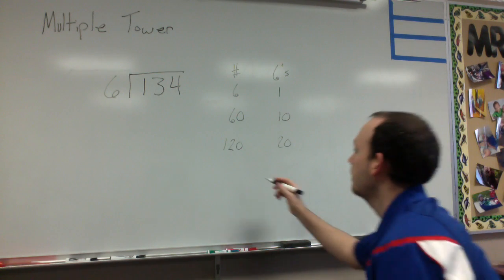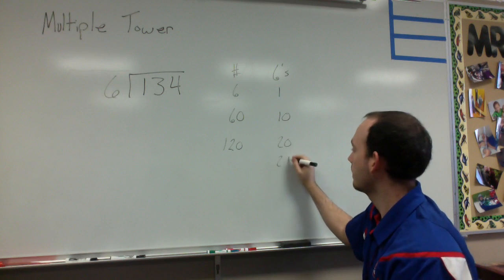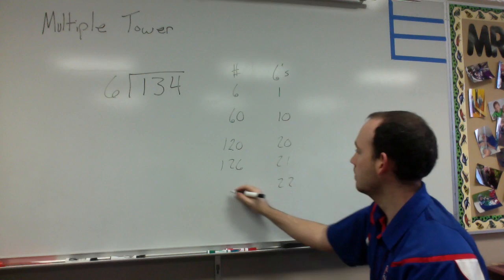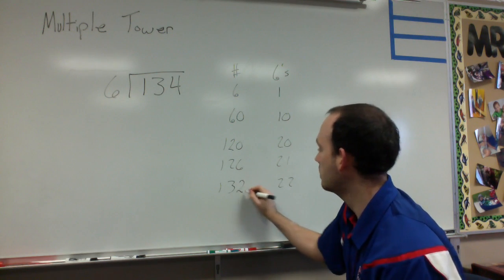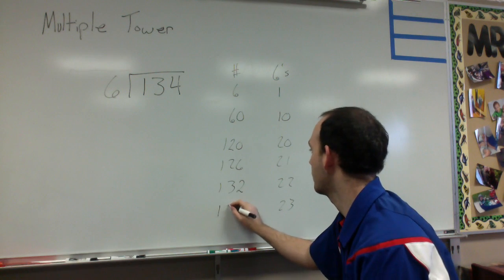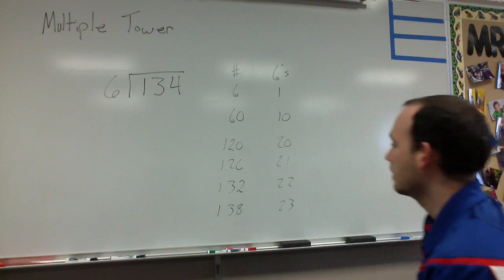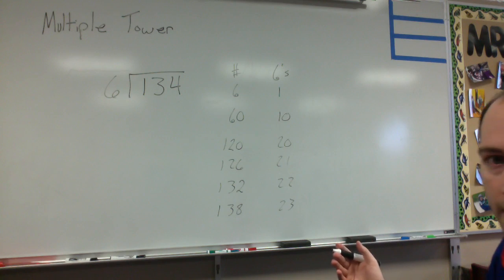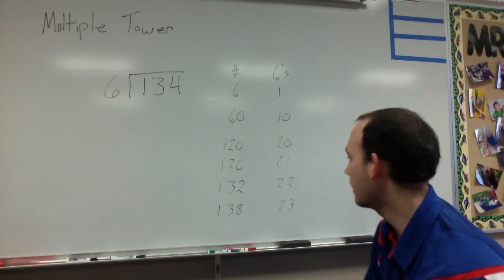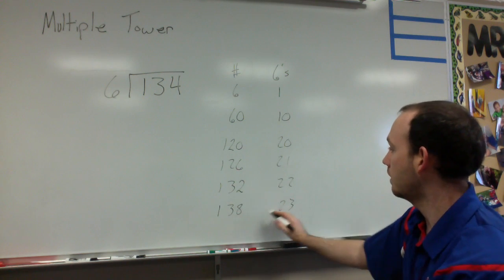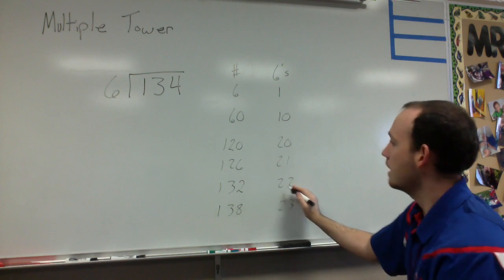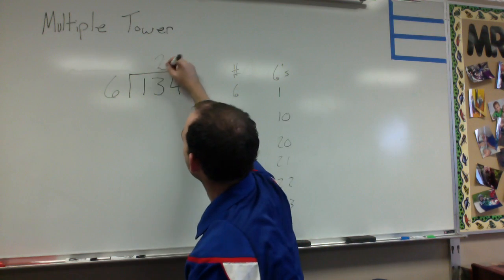So let's keep going. Maybe we slow down just a little bit. We go maybe 21 sixes at 126, 22 at 132, 23 is going to put us at 138. So we're too high now. So what that tells me is that we're not going to land just on it. We're going to end up with something called a remainder. So we go back to the one that is below. We're at 132. So our answer is going to be 22.